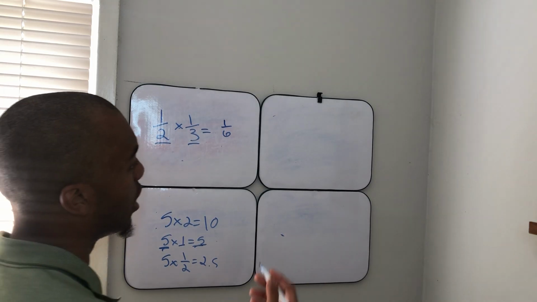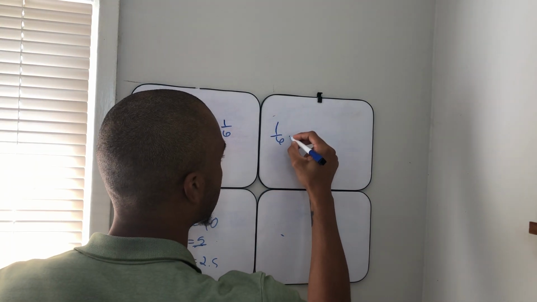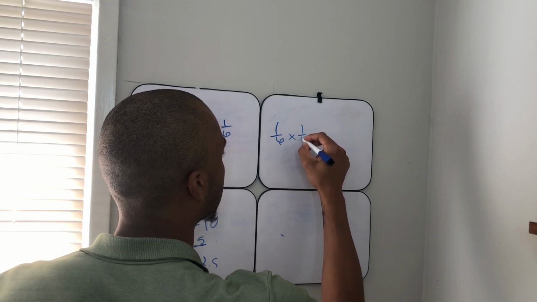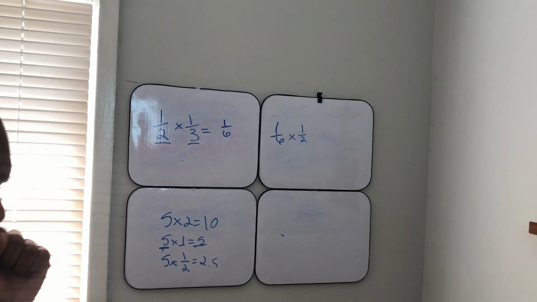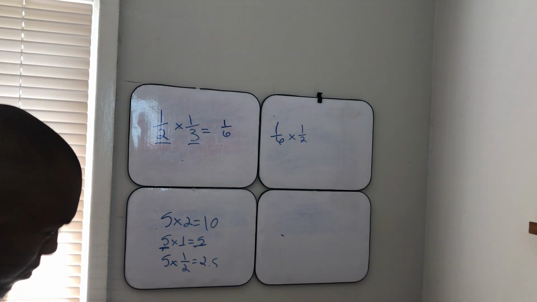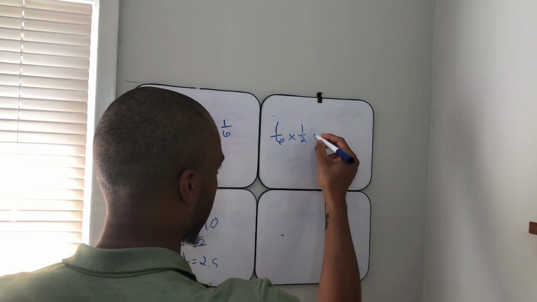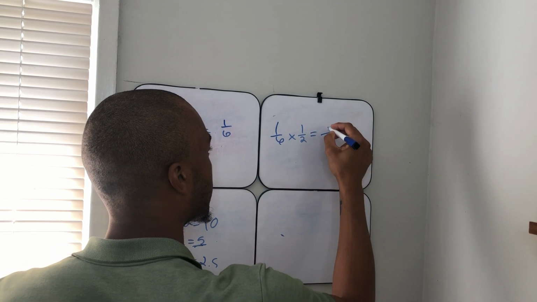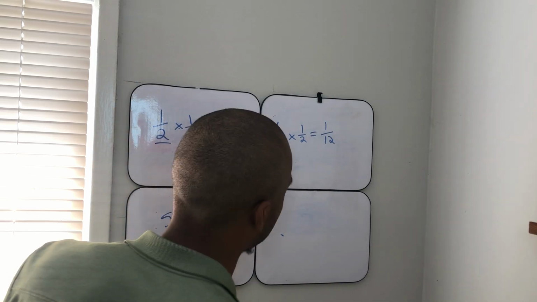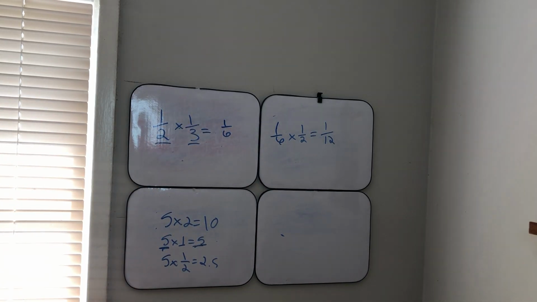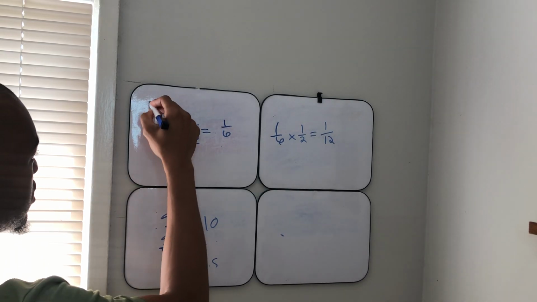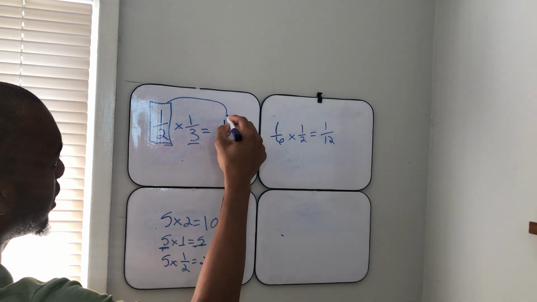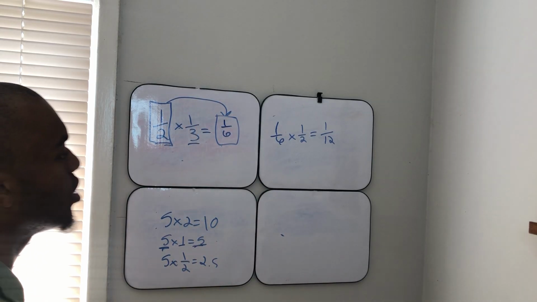Let's do another example. Let's do 1 over 6 times 1 over 2. Again, the computation is the same. You just multiply the bottom and the top. So 6 times 2 is 12. 1 times 1 is 1. And if you notice, going with what we were just talking about, we started with 1/2 and we ended with 1/6, which is smaller than 1/2.